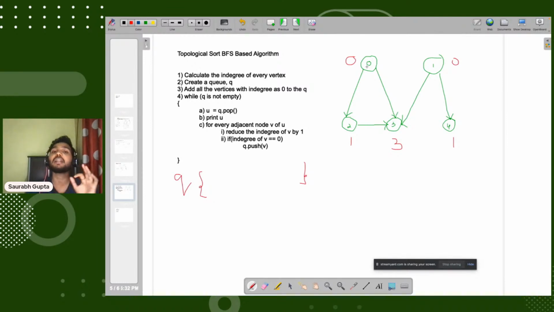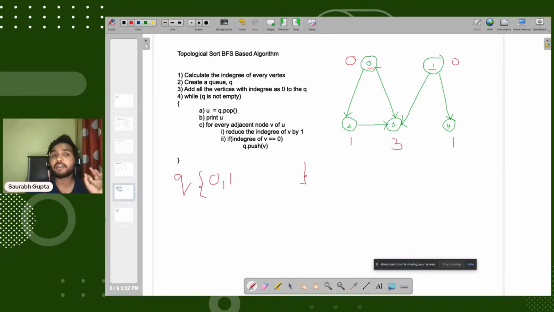There's no requirement that you should follow any order, because there could be multiple topological sorts for a given directed acyclic graph. Currently in our given graph there are two vertices which have in degree equal to 0. Which are those? This zeroth vertex and this first vertex. So we will insert 0, 1 into our queue. Now what is the next step?